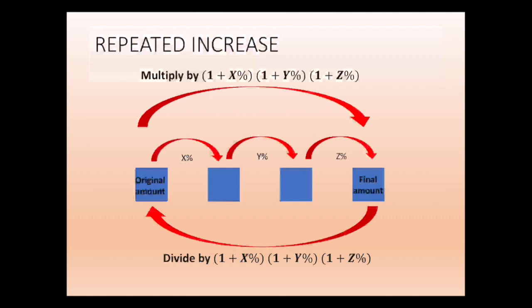Now, to make it a little bit easier, when we have repeated increase, we multiply the original amount by 1 plus X%, which is the first increase, 1 plus Y%, the second increase, and 1 plus Z%, the third increase. There could be a fourth, fifth or sixth increase, so whatever it is, you just go on and on. And then when you go back, you divide the final amount by the original amount factors.